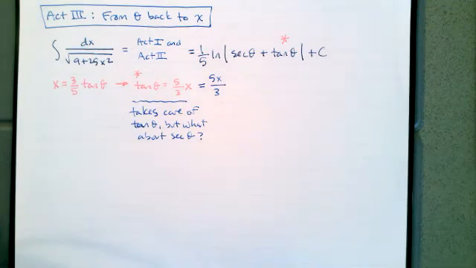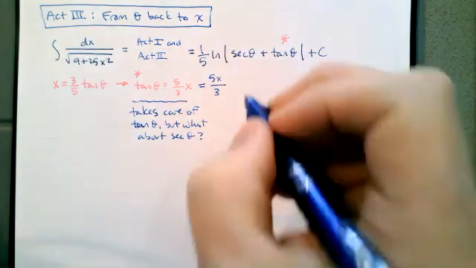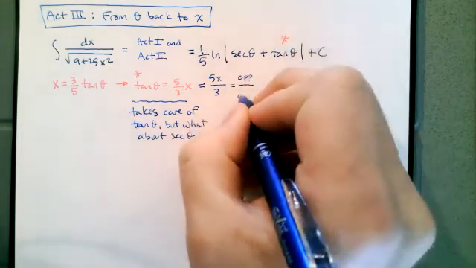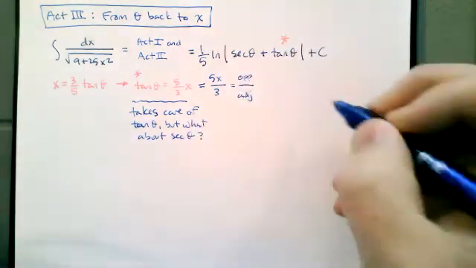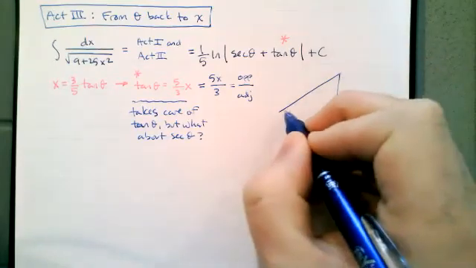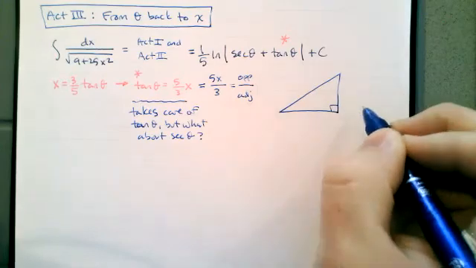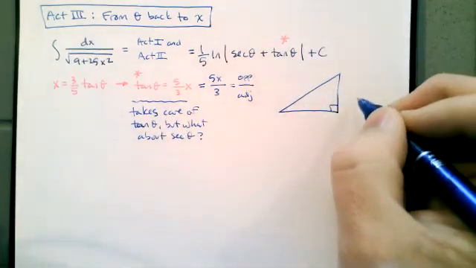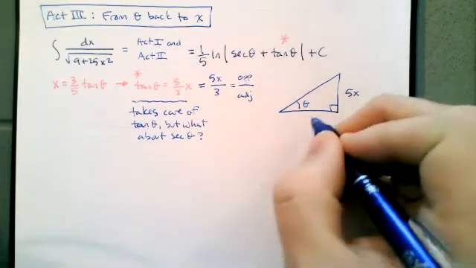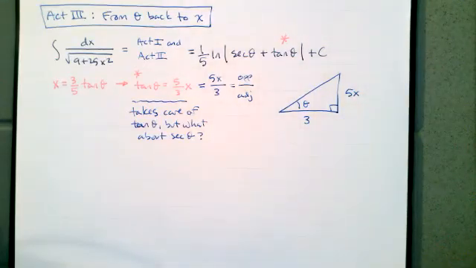And I'm going to remember that tangent is opposite over adjacent, and I'm going to draw a right triangle. So I'm going to draw a triangle with a theta in it. So tangent is opposite over adjacent. If I put theta down here, then opposite is 5x and adjacent is 3. And then I'm going to solve for the hypotenuse because I need an expression for secant theta.